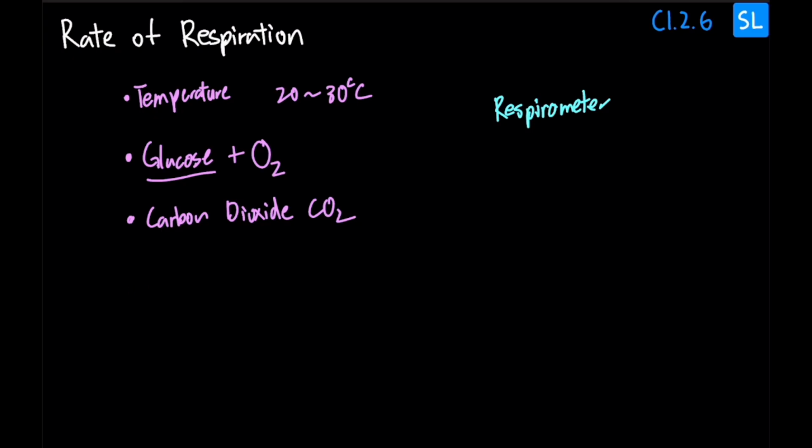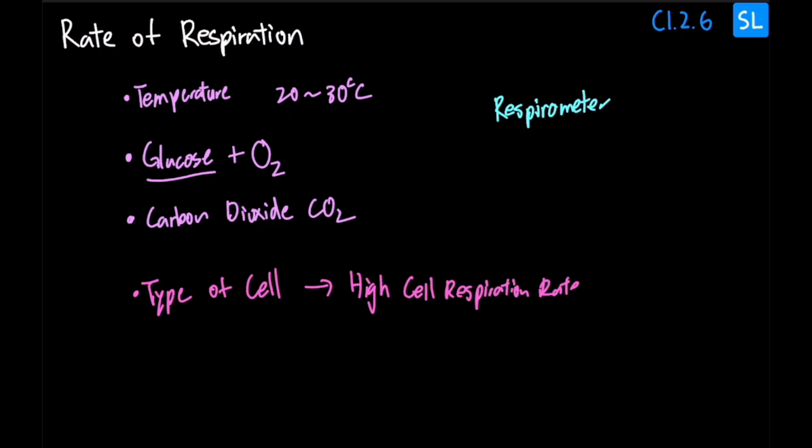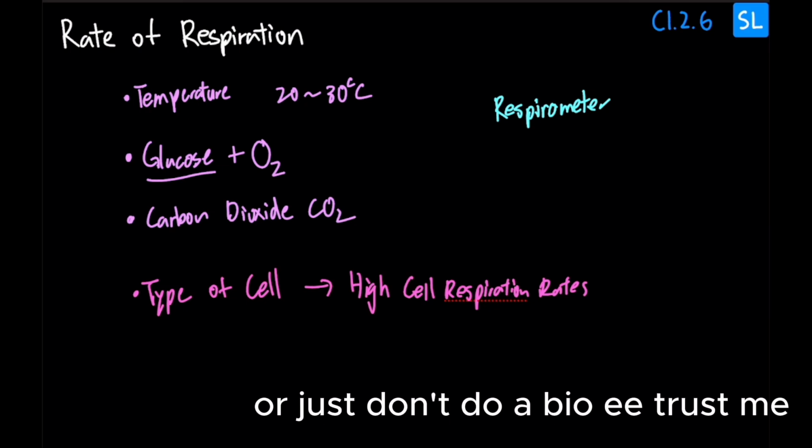And lastly, which is slightly more interesting, the type of cell. So some cells just use more energy than others, and that's okay. But if they require more energy, they will probably have higher cell respiration rates. So these are often used in experiments. So consider it for your IA if you're watching from the future.